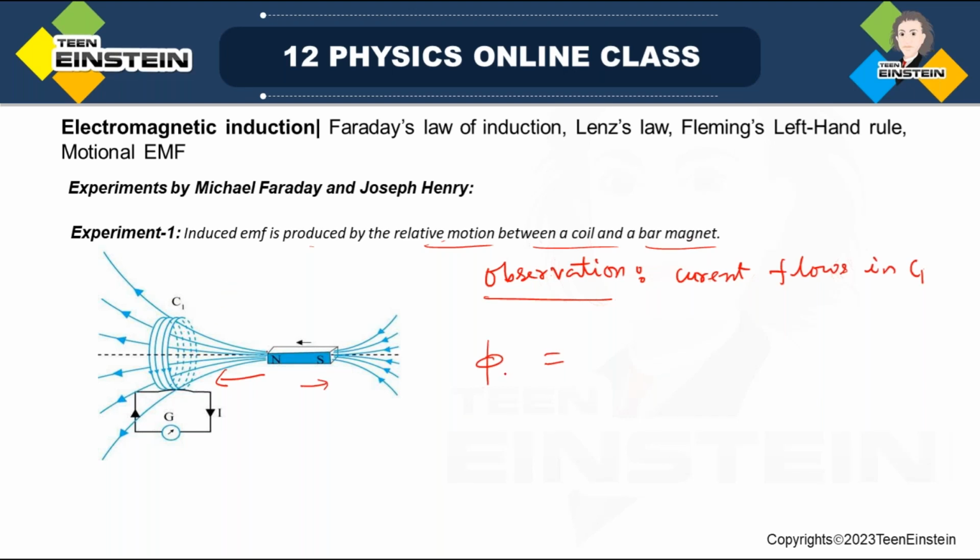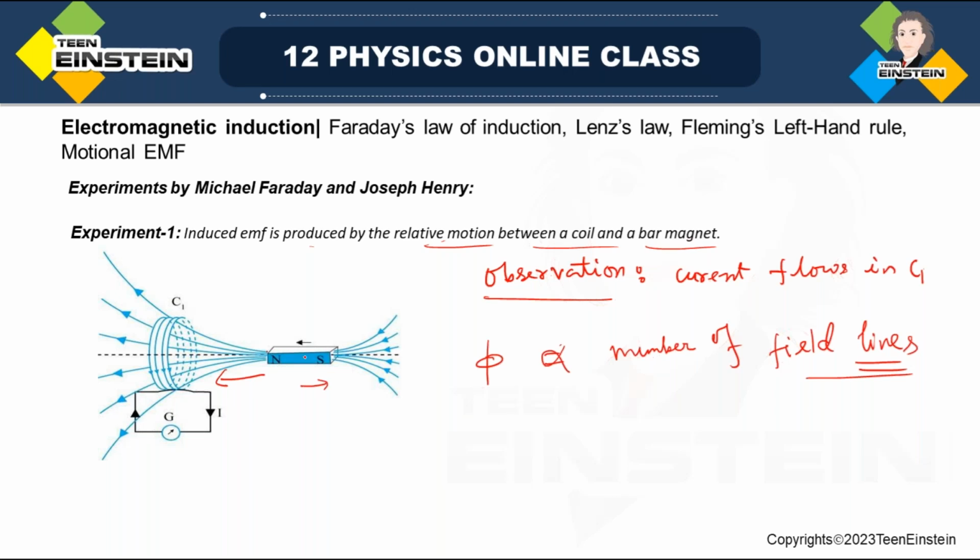So the flux will be changing, right? It is directly proportional to the number of magnetic field lines passing. So the flux linked with any area or loop or coil is directly proportional to the number of field lines passing through it, right? So the actual cause for this induction is the change in the flux linked with the conducting loop or conducting wire or coil.